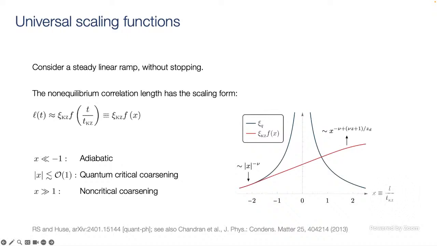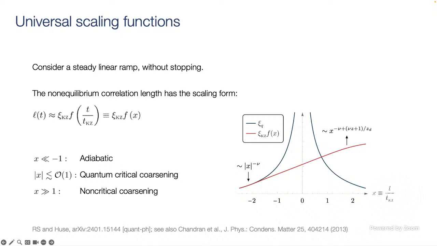So what does this function look like? Well, initially I'm going adiabatically. So this function actually follows the equilibrium correlation length. So this goes as x to the power minus mu. When x is of order 1, because you've heated up, you really avoid the true quantum critical point. So there's no singularity in this function. This function in this region is smooth. It's some order 1 number that you cannot really calculate, but it's just order 1.